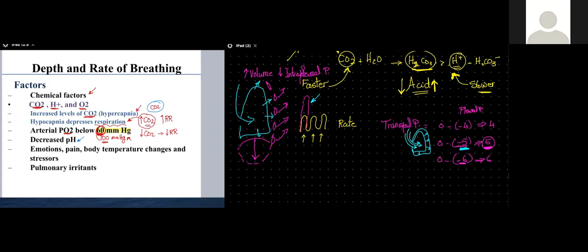So again, what is the main triggering factor that plays a role in regulating the rate of breathing? It is your carbon dioxide, directly and indirectly by decreasing the blood pH. What else can affect the rate and depth other than the chemical factors? Emotions, pain, body temperature changes and stressors, as well as the pulmonary irritants.